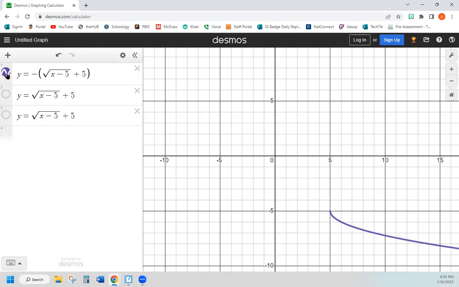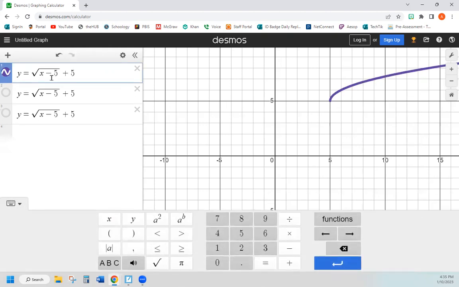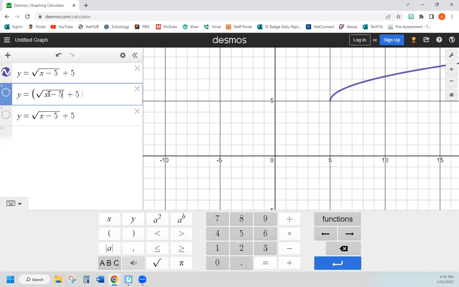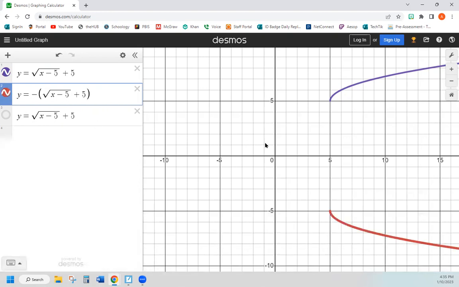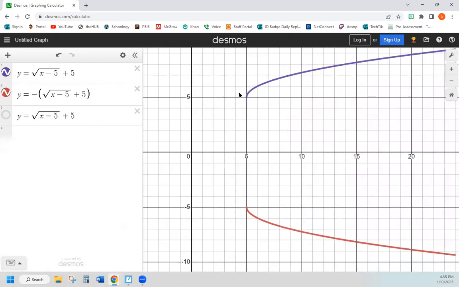Now, let's go ahead and see what happens. Let's make this right now our original one. Let's call that our original one. And then let's do what we just did right now. Negate the whole thing in red. Okay, there it is. You can see the change. So we went from purple to red.